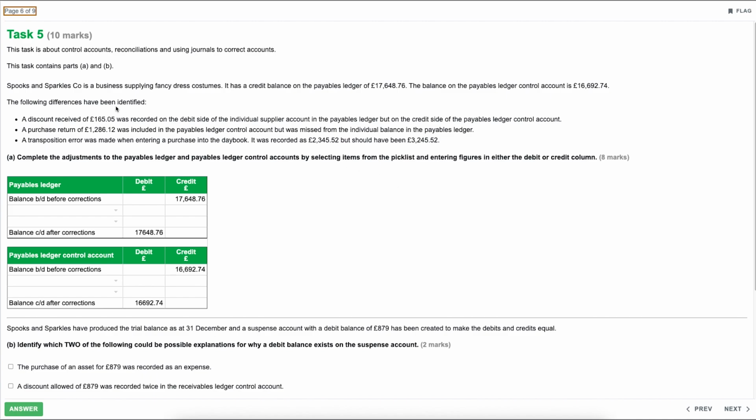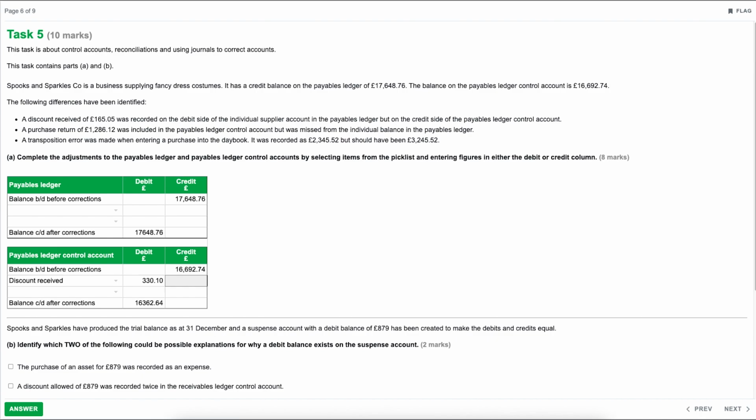So what we would do, we would take our £165.05 and double it, because we know that we need to correct double the amount due to it going on the credit side of the account. Now, if we double that amount, so £165.05 times 2, that gives us £330.10. So we'd go down to our payables ledger control, because that's the one where the error's been made. We'd select our discounts received, and then we want to debit it, because it should have gone on the debit side, for that doubled value. So for £330.10.